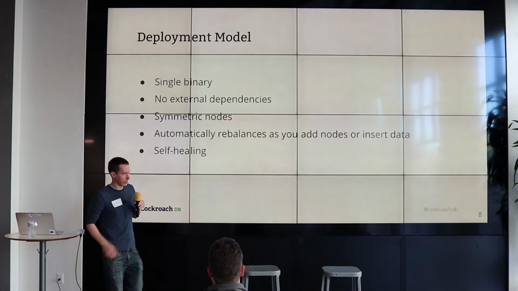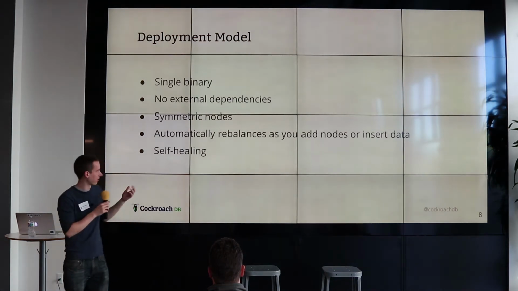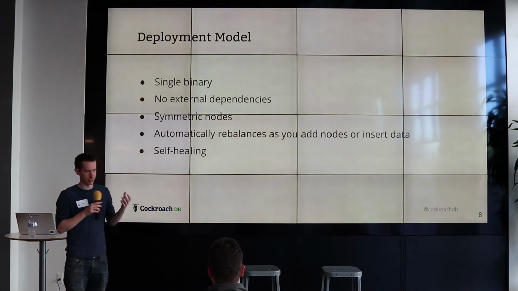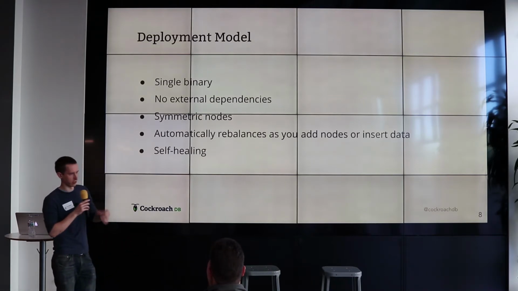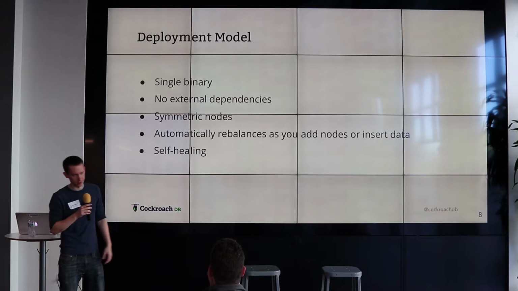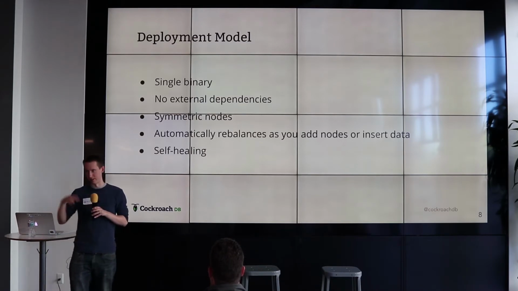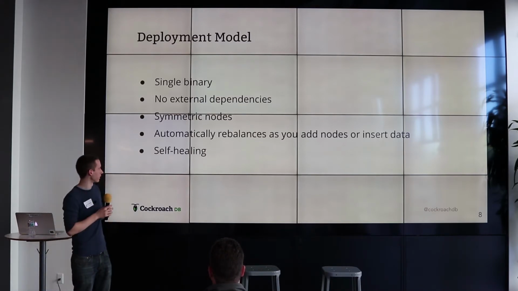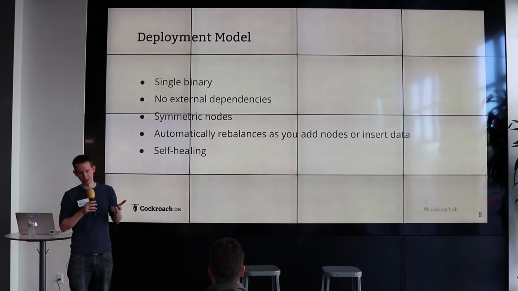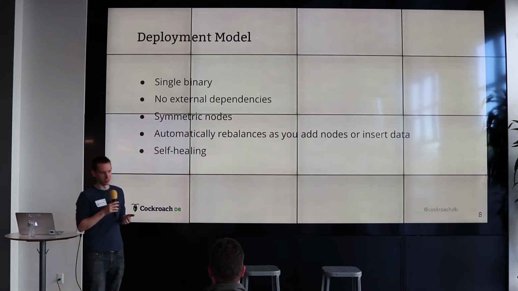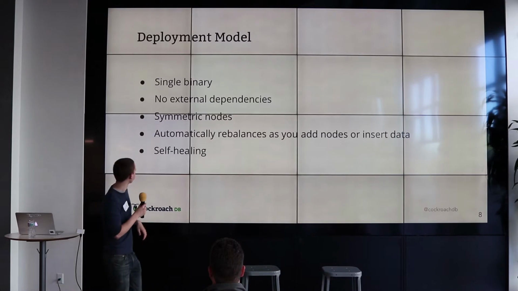And the way that you typically deploy it is about as simple as it gets. So Cockroach is a single binary. It's statically compiled, and you don't have to have anything else running to make Cockroach work. No external dependencies. You don't need a naming service, a membership service. You don't need a distributed file system or anything. All you need is a machine to run it on, a disk to store your data on, and an IP address for nodes to talk to each other with.